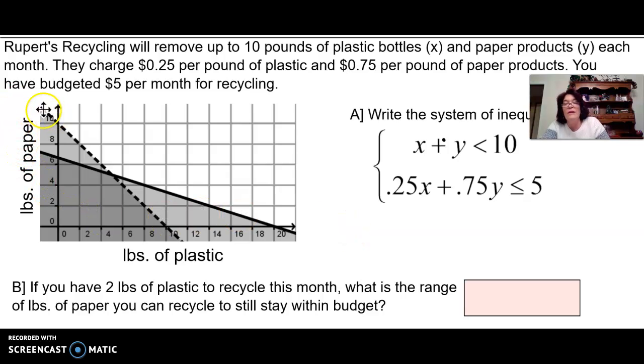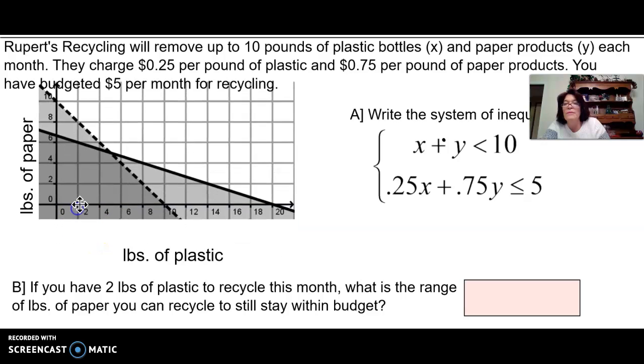So here are the graphs. Okay, the less than 10 is right here. Everything underneath it we shaded. Also everything underneath this one. If you have 2 pounds of plastic to recycle, here we are with 2 pounds of plastic.